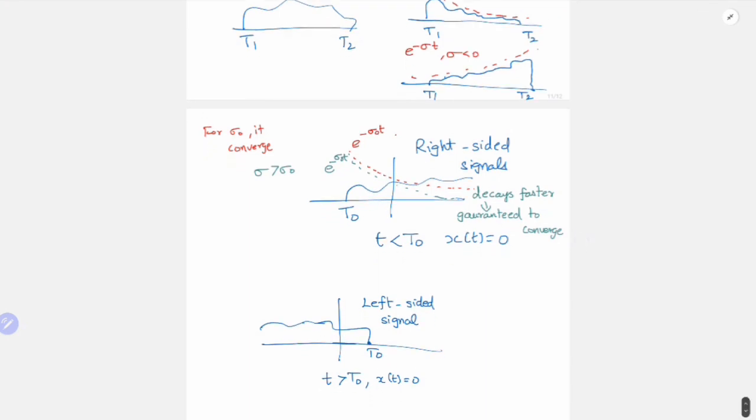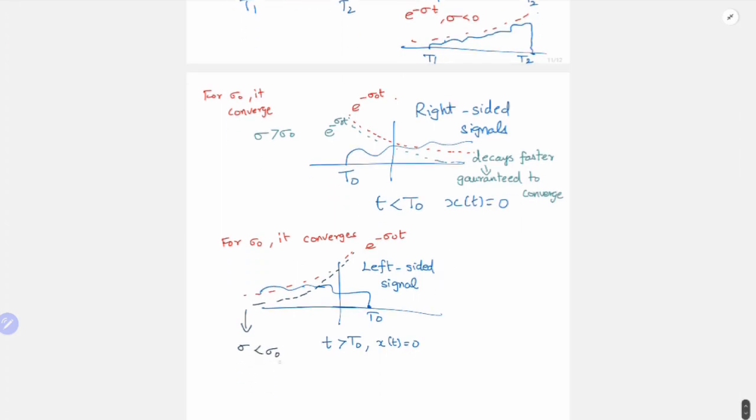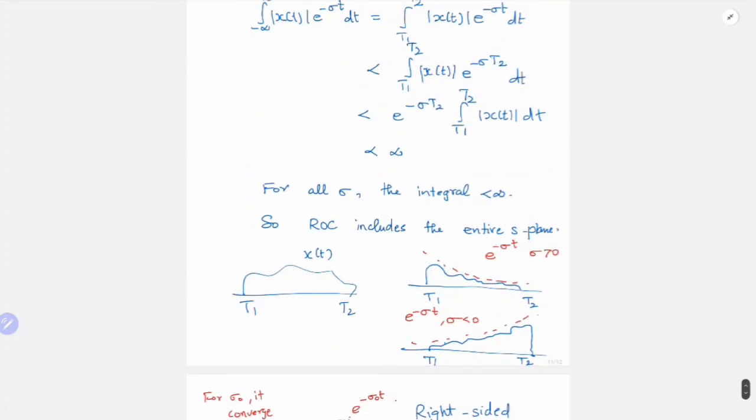Similarly here, it is the opposite. So if for sigma naught it converges, let's say e power minus sigma naught t is something like this. Now for this to have a more decaying signal, then only it will converge. So for that condition, we want sigma to be less than sigma naught because it is in the negative direction. So it is guaranteed to converge. So we can again represent it mathematically like we did in the previous case.